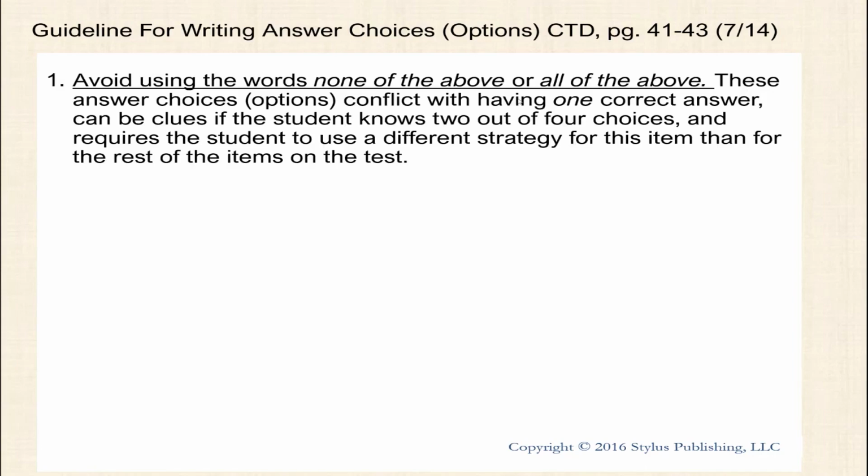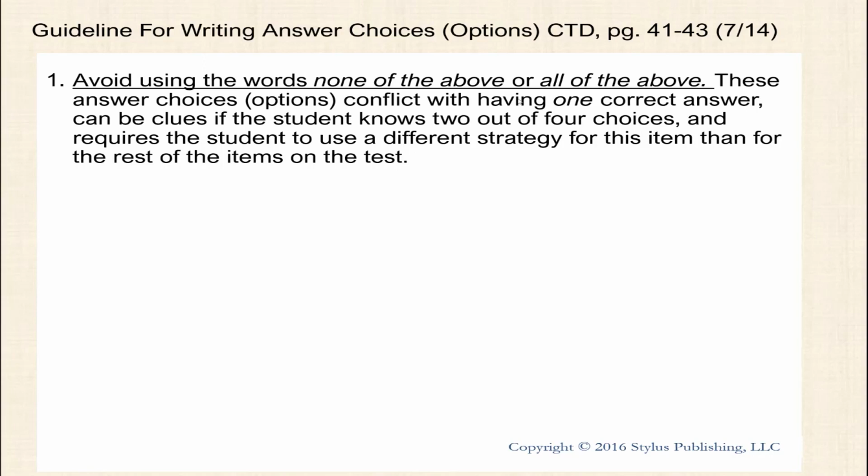And the guidelines for writing answer choices or options in the book are on pages 41 through 43. There are actually 14 of them in there, but I picked out the 7 that are most useful for us today. And these are the main ones. Avoid using the words none of the above or all of the above.